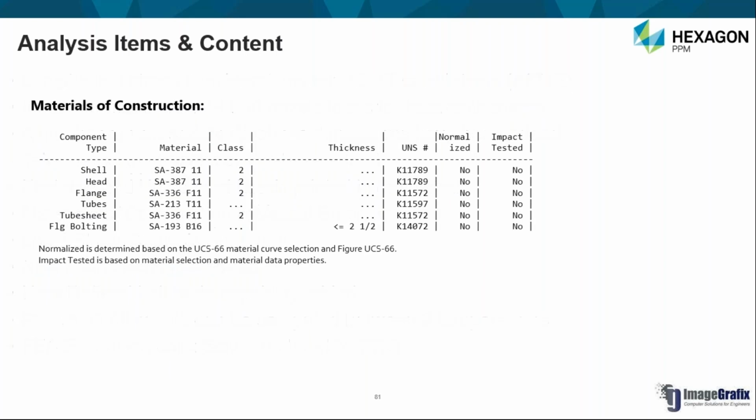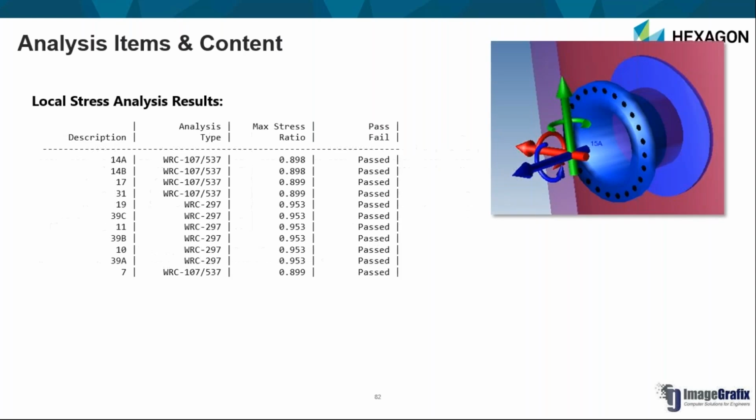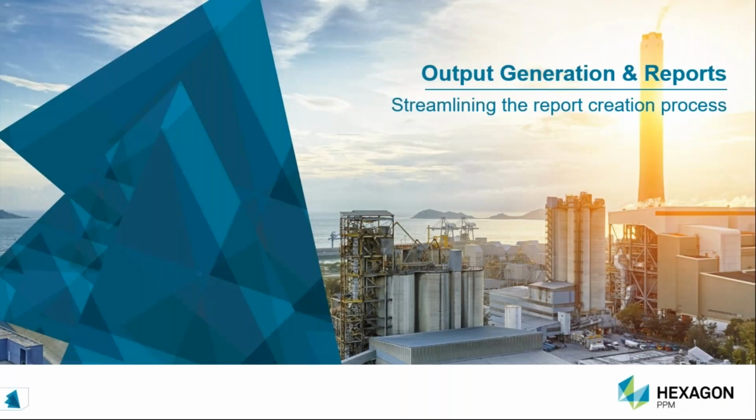Then, as we have discussed over here, there is a new report you will be getting for the material of construction. Then similarly for the local stress analysis report, if you have things like nozzles with loads, or clips, or whatever you have. This is for all the codes, so you will be getting this report. Fine. Then the last is the output generation and reports.